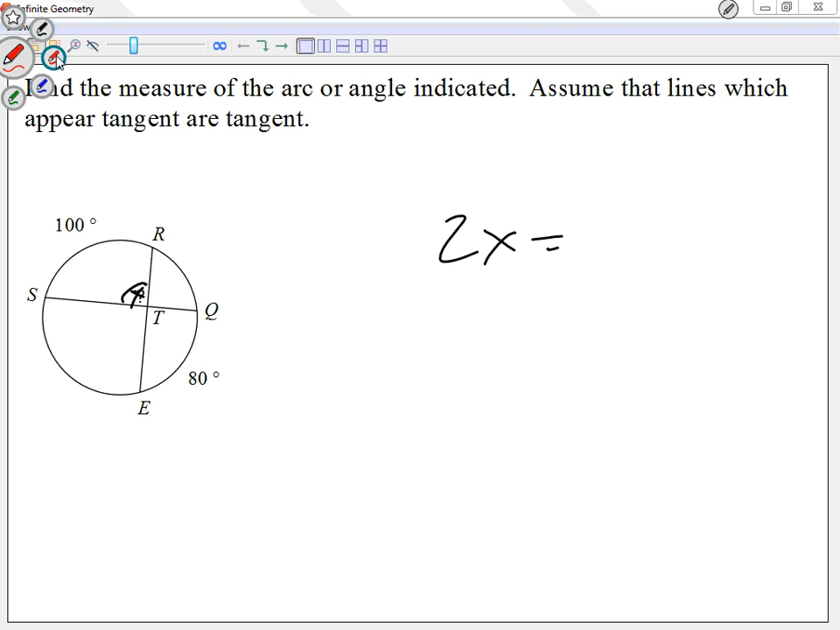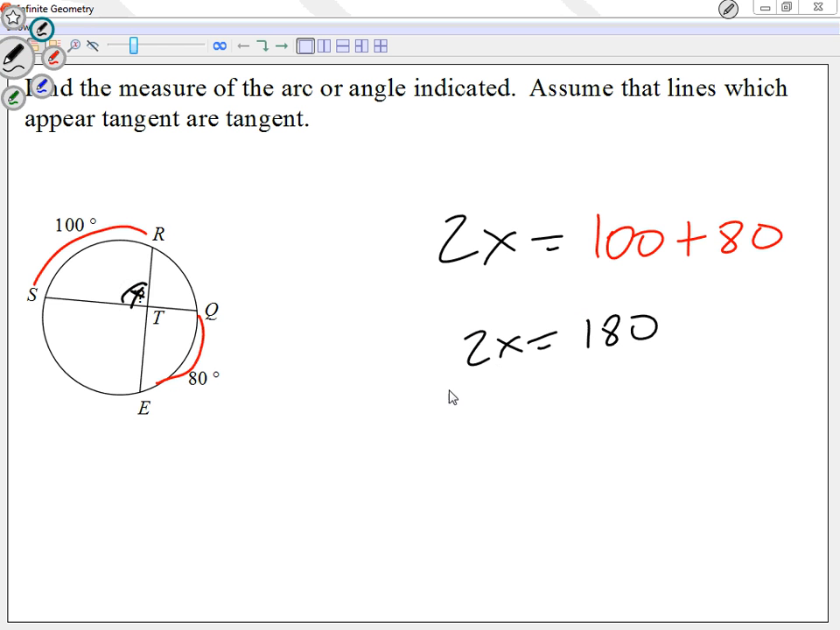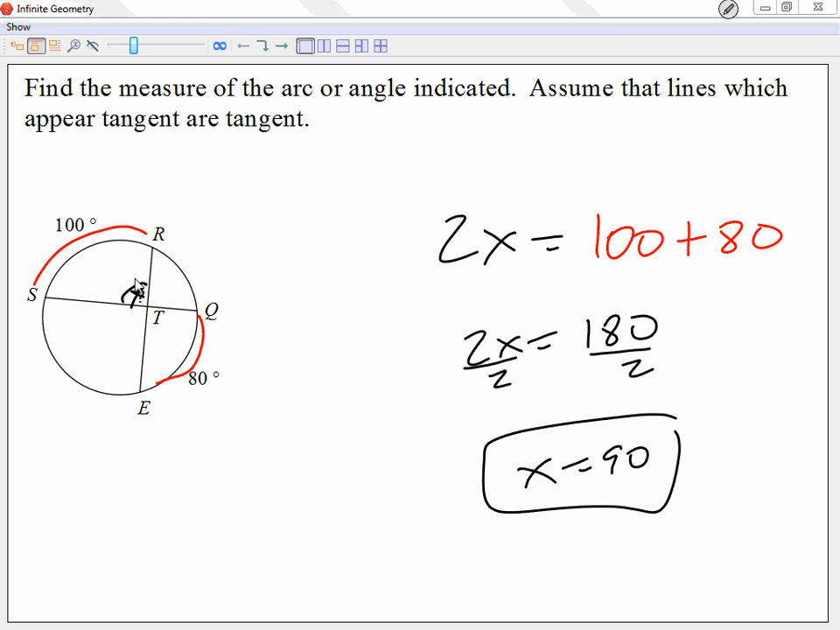But in this case, I notice it makes two arcs. One of them is 100, the other one's 80. So I'm going to add them up, 100 plus 80. So multiply the angle by 2 and add the arcs. So in this case, 2x equals 180. Divide both sides by 2. X equals 90. And if you notice, that looks like a 90 degree, a perfect corner. So it makes sense that x equals 90.